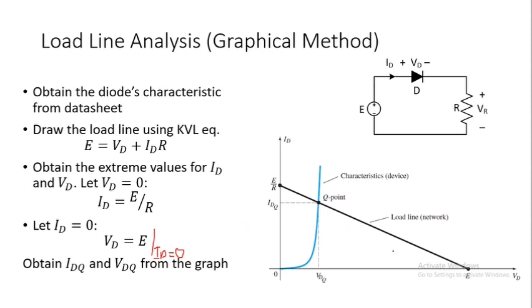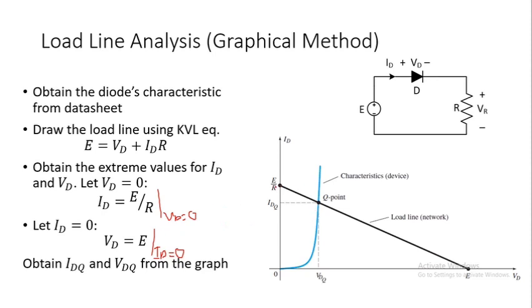And about the other point, if you consider this vertical axis, that is the y-axis, or ID axis, on this axis we have VD equal to 0. So putting VD equal to 0 in this equation will give you ID is equal to E by R. That is, the value of ID is equal to the magnitude E by R. So let's assume we have the E by R point here, where VD is equal to 0 volts and ID is equal to E by R.